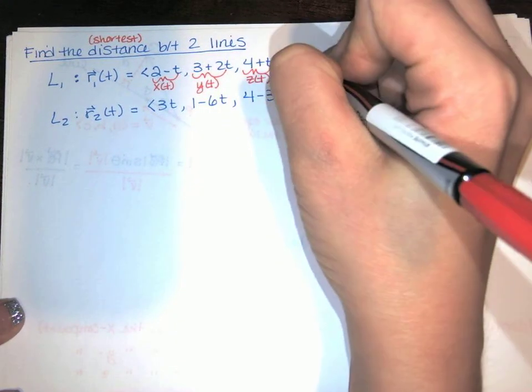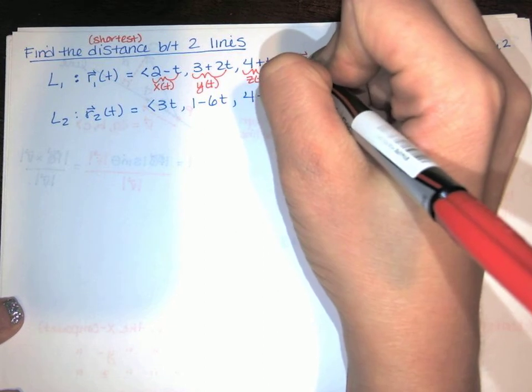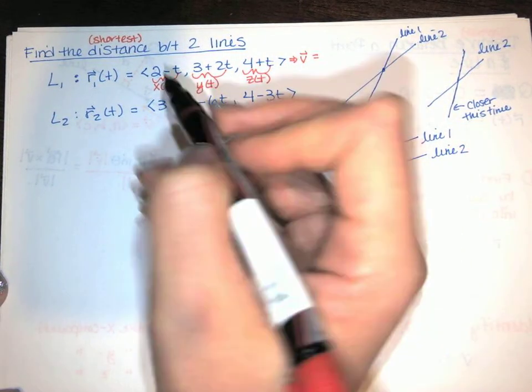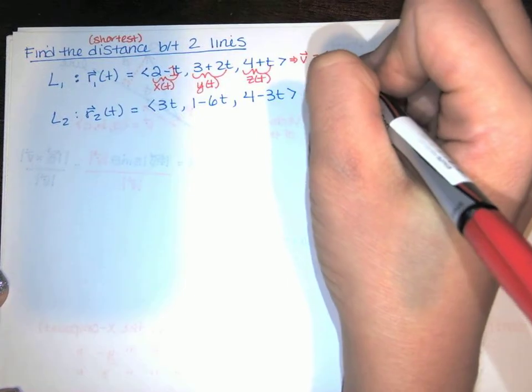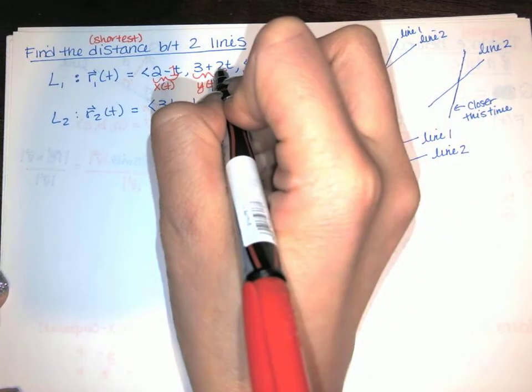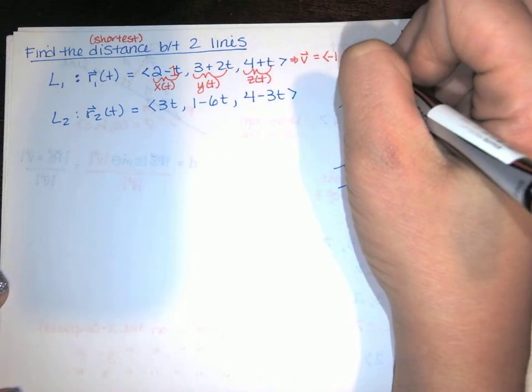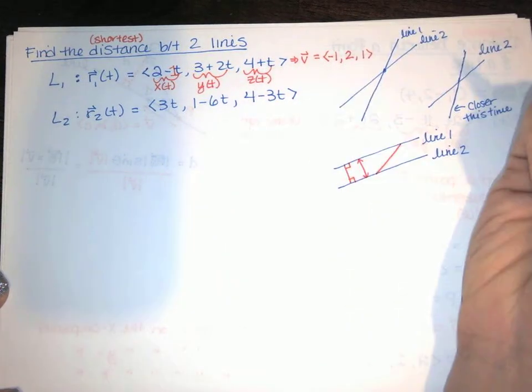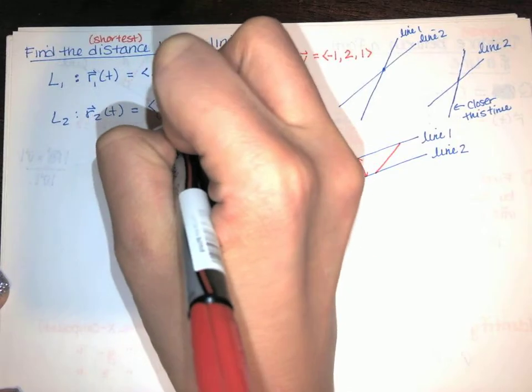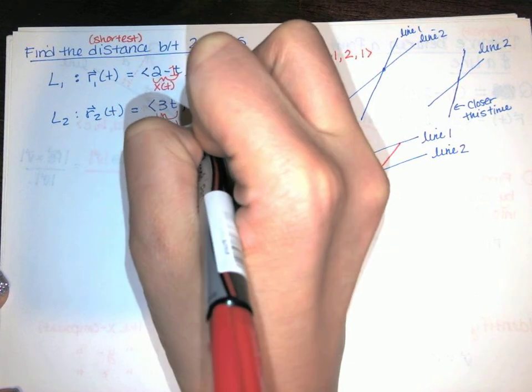And the direction vector of this line comes from reading off the coefficients of t. So I've got a -1 multiplying my t for the x. So that's my x component. And a 2 multiplying the t for the y. And a 1 multiplying the t for the z. So that's the direction vector there. And here I've got x of t, y of t, and z of t.